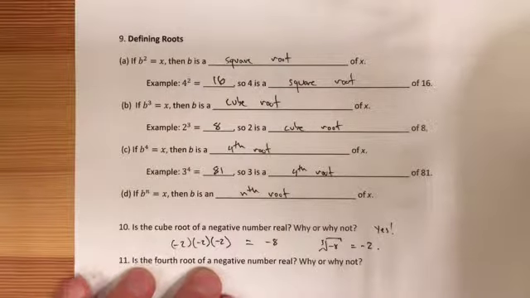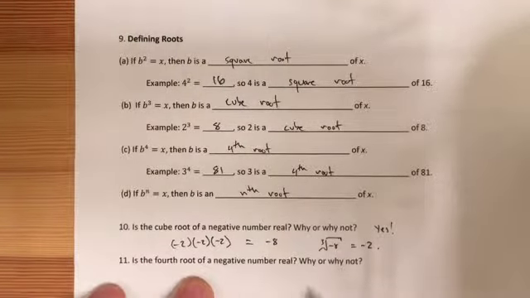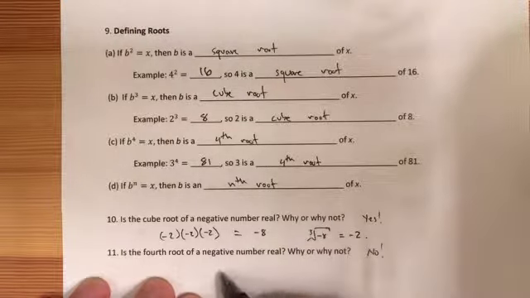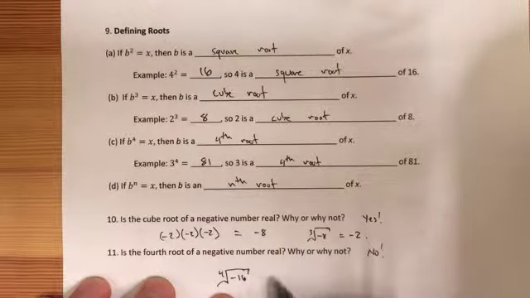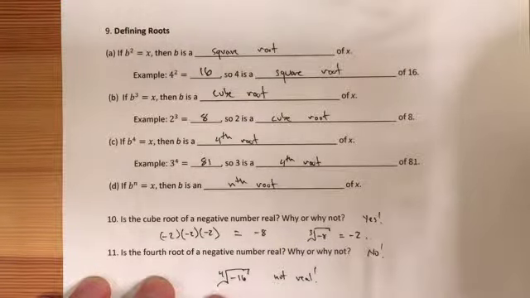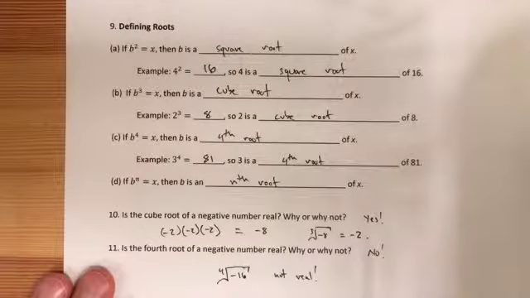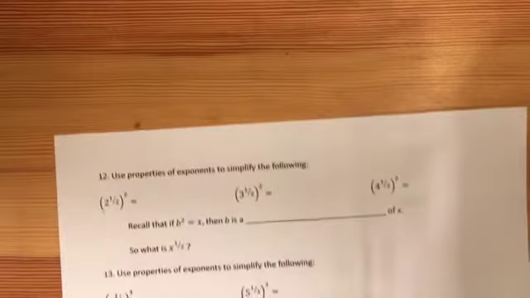It's negative 2. Is the fourth root of a negative number real? Why or why not? The answer to this is no. If you try and find a number that multiplies 4 times to get, say, negative 16, this is not real because you have an even number of factors, and so there's no way you're going to get a negative if you're multiplying the same thing every time. Okay, so this is just a very basic definition of roots. Now let's extend it to something else.